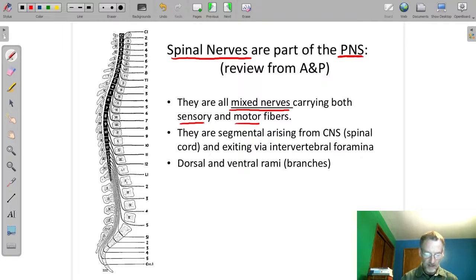And they're all segmental. They arise from different segments of the spinal cord, and they all exit out through these intervertebral foramina. There are dorsal and ventral rami, which we're not going to talk about anymore, but you probably remember some of that from A&P. So those are the spinal nerves. They're all part of the peripheral nervous system.